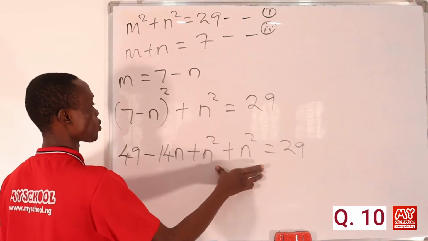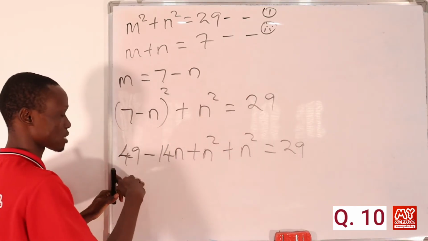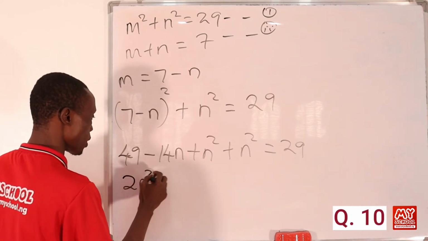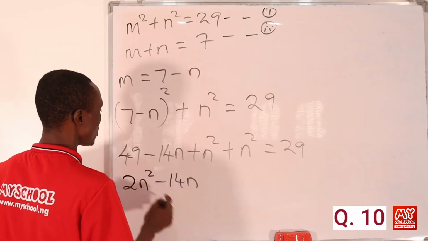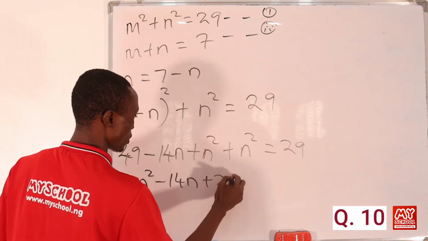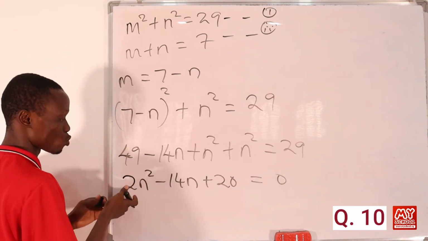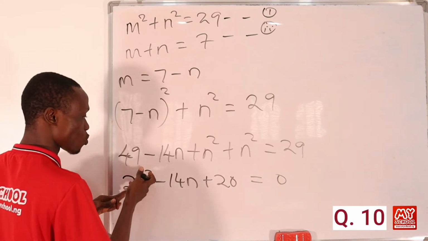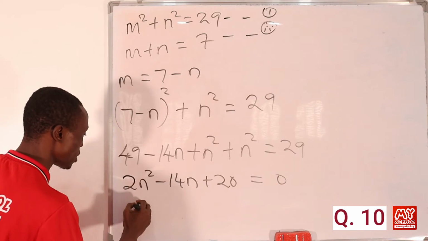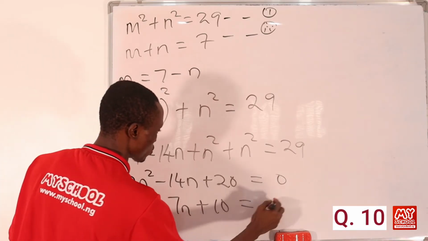Okay, so in this equation we can form a quadratic equation from here by moving 29 to the other side of the equation, so that at the end of the day we'll be having 2n squared minus 14n, then 49 minus 29, that will be 20, equals 0. So we can divide through by 2. 2 can divide 2n squared, 2 can also divide this, 2 can as well divide this, so that we'll be having n squared minus 7n plus 10 equals 0.